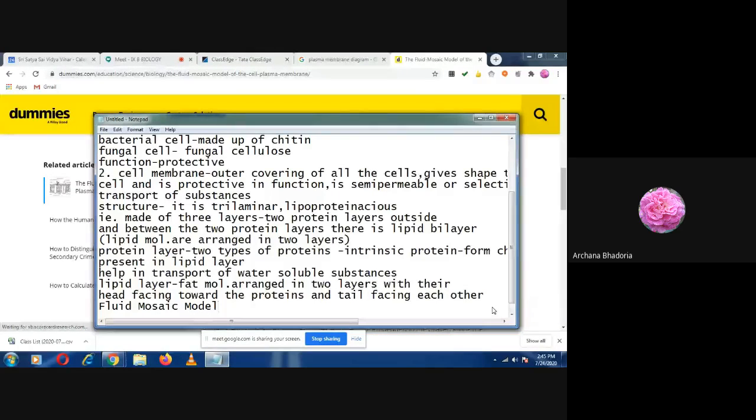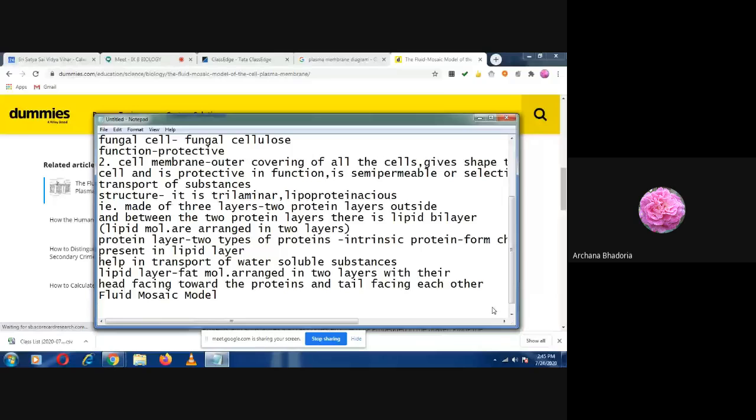And what I was telling, that the intrinsic proteins are called permeases. Okay, or we also call it as carrier proteins. What you call it? Carrier proteins, because they are helping in the transport. Clear this much to everyone?